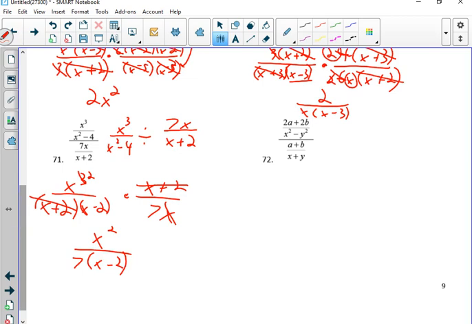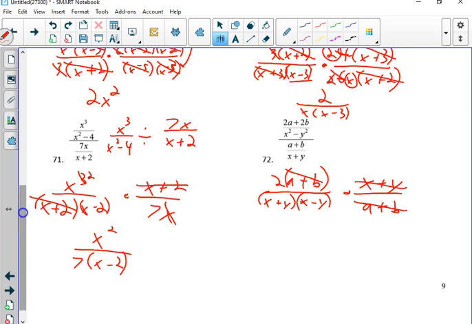Again, this one, if you want to go right to it, 2a plus b. I'm pulling a 2 out. Here, x plus y, x minus y. Times, remember, the x plus y is going to go on the top from switching, and the a plus b is going to go on the bottom, which makes sense because that's going to allow me to cancel, leaving me 2 over x minus y.